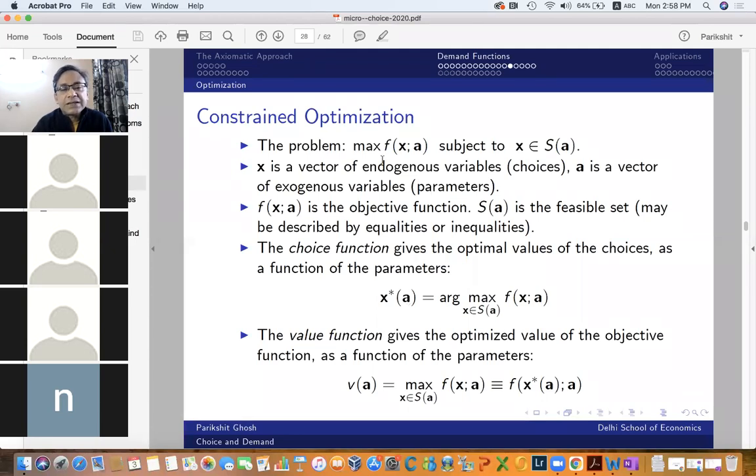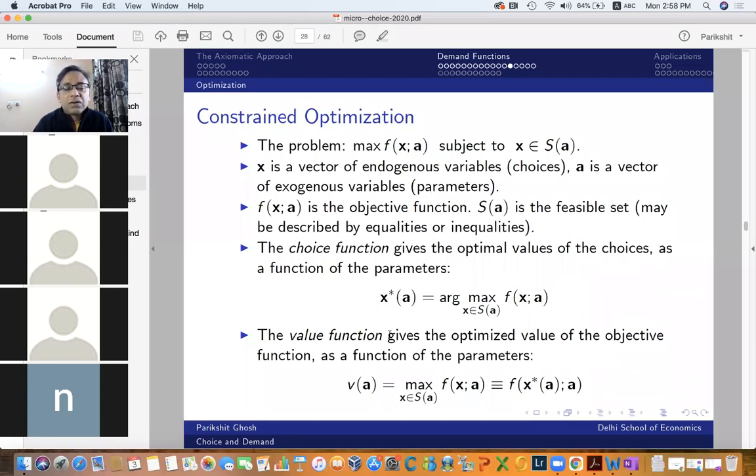In the consumer's case, the consumer's optimization gave us the demand functions as functions of parameters of the consumer's problem, namely income, prices, etc. So this is called the choice function. Okay, for a general constraint optimization problem, once we have solved it, that solution is captured in the choice function. What values of the endogenous variables solve this problem for us for every possible vector of exogenous variables or parameters.